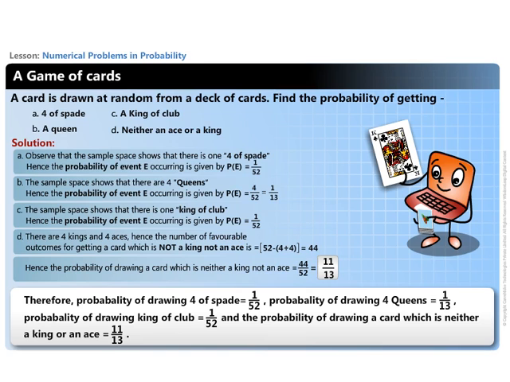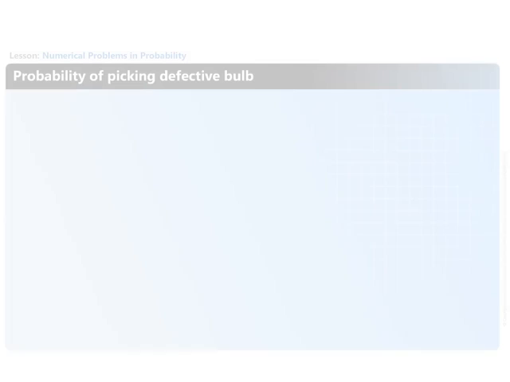Therefore, the probability of drawing 4 of spade is equal to 1/52. Probability of drawing a queen is equal to 1/13. Probability of drawing king of club is equal to 1/52. And the probability of drawing a card which is neither a king nor an ace is equal to 11/13.